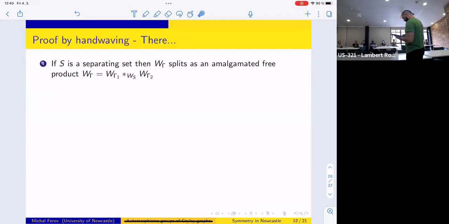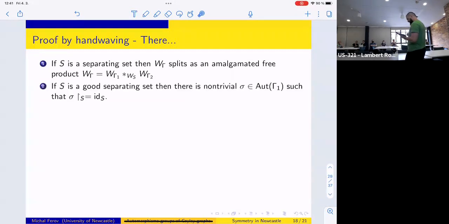All right, so how does that go, the way going there? Just finding the infinitely many, uncountably many automorphisms. So first, one thing to notice. If I have a separating set in my defining graph, my Coxeter group splits as an amalgamated free product. So I can find some subsets that are arranged in a tree-like manner.